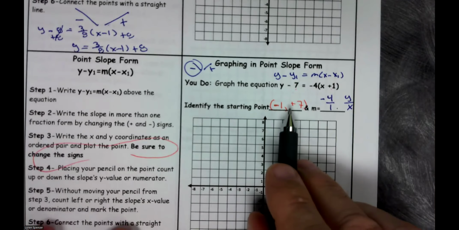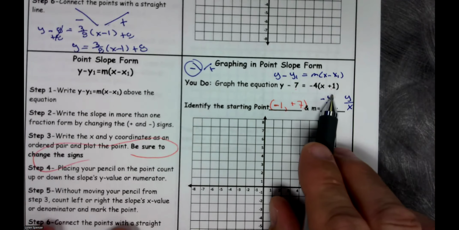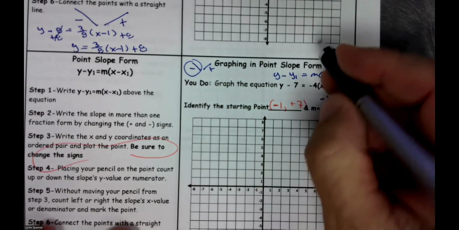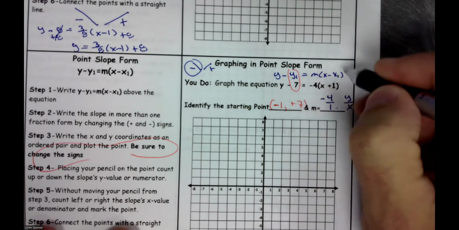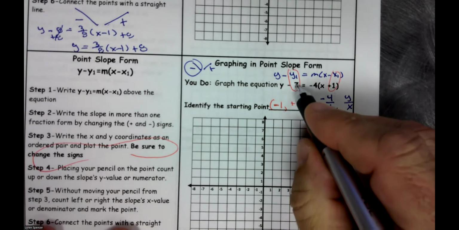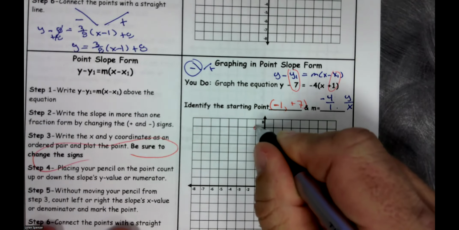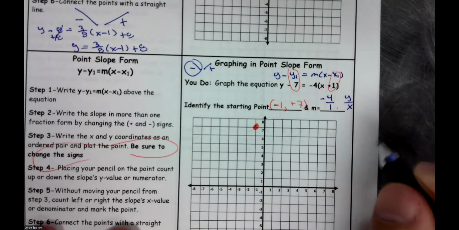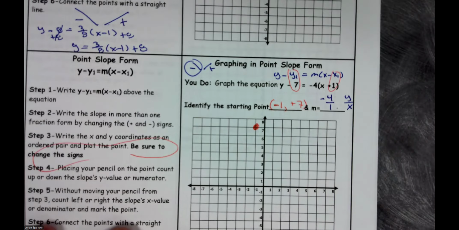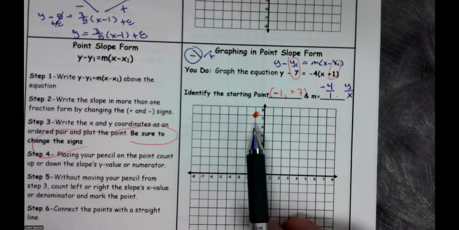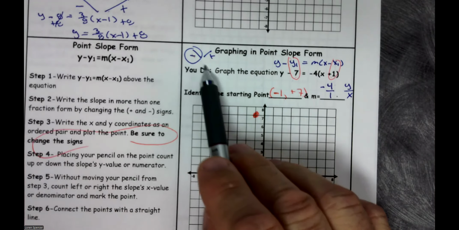So that means we now have our starting point because we switched our signs, our x and our y, and I should circle it like this because they line up. So -1, 7, there's my starting point.